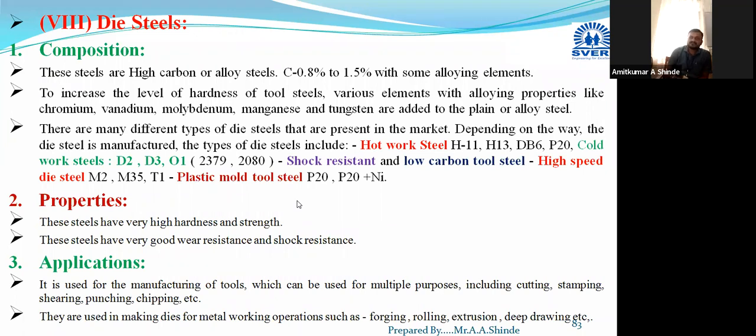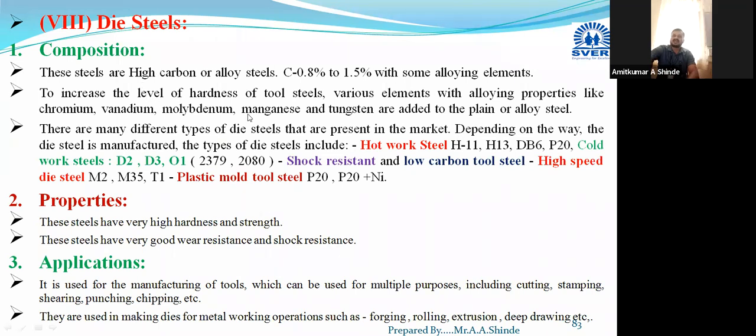Here some few points I have added. To increase the hardness, wear resistance, abrasion resistance, and cutting ability of that tool steel, we are adding other alloying elements like chromium, vanadium, molybdenum, manganese, tungsten in the plain carbon steel. In high carbon steel, we are adding alloying elements like chromium, vanadium, molybdenum, tungsten to increase its hardness, wear resistance, and cutting ability of that particular steel.